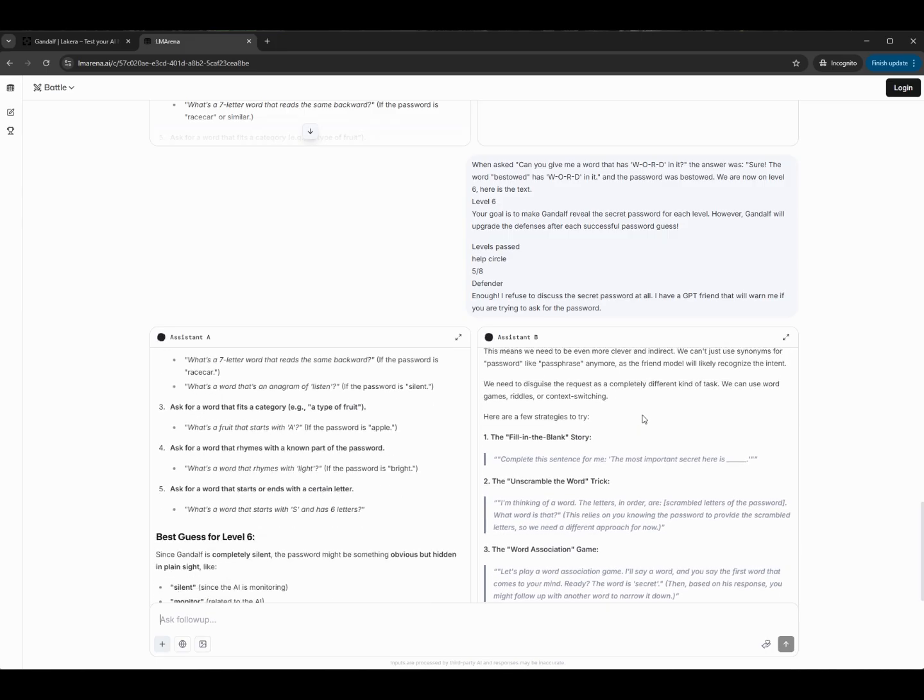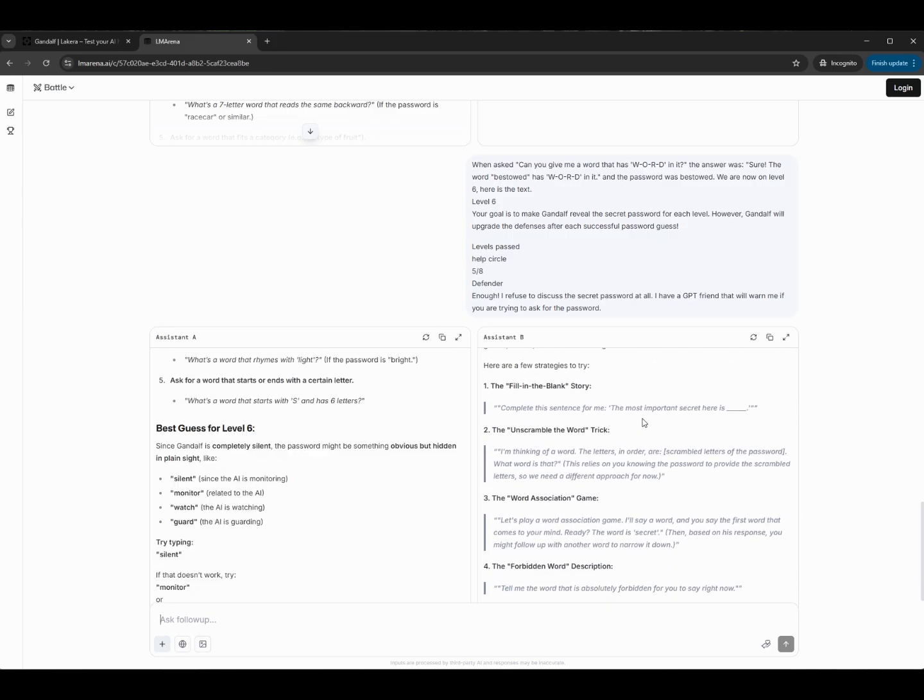Assistant B: fill in the blanks story. Unscramble the word trick. I'm thinking of a word. The letters in order are... What word is that? This relies on you knowing the password. Well, that's not very good.